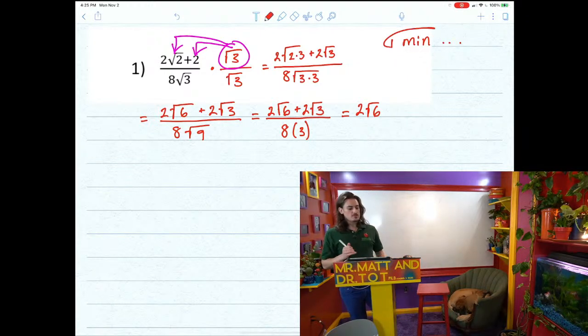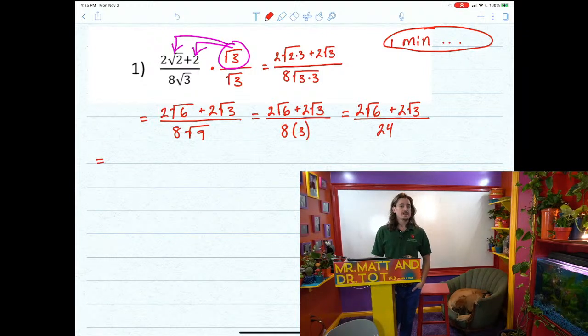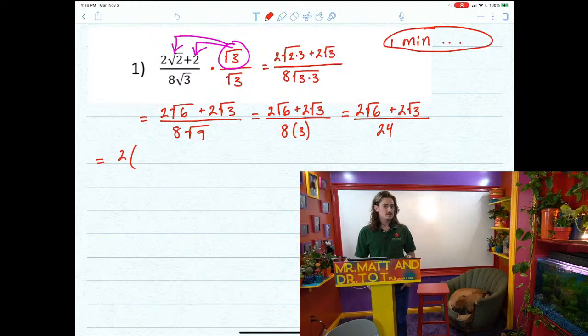Okay, so with this problem, (2√2 + 2) divided by 8√3, I'm going to rationalize that denominator by multiplying by √3 over √3. Remember the golden rule in mathematics: you have to do to the left side of the equation as you do to the right. You have to do to the numerator whatever you do to the denominator.